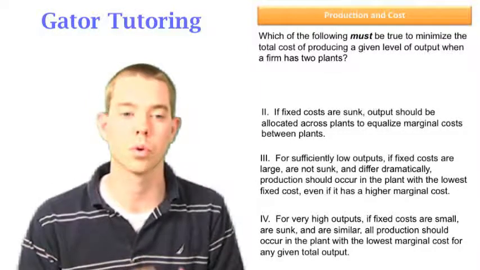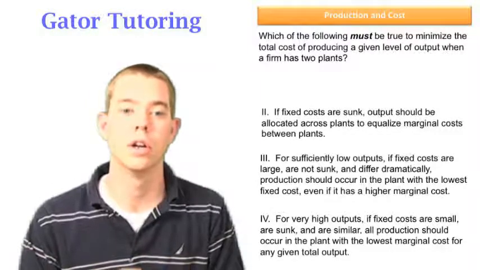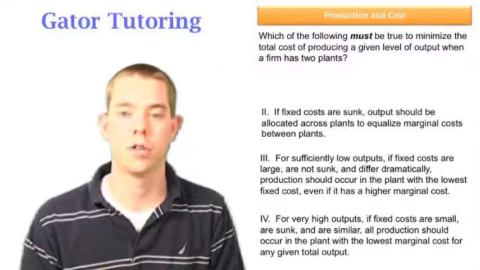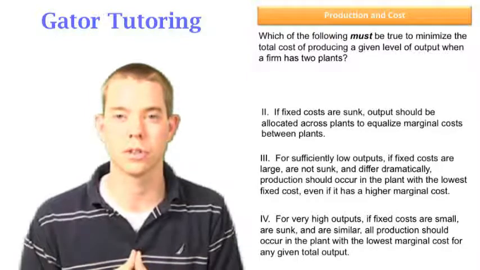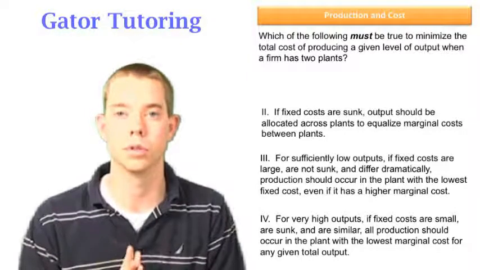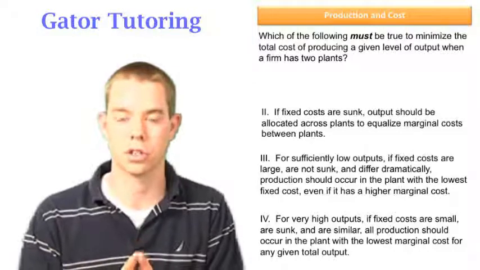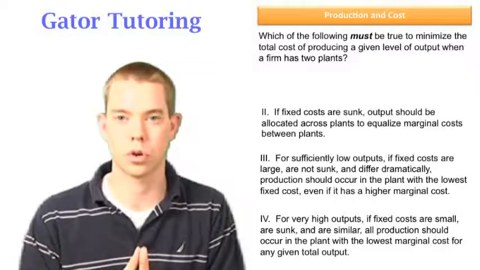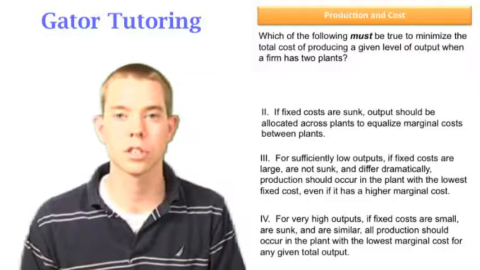So again, all those words are important. Sufficiently low, fixed costs differ dramatically and are extremely large. All those things matter. So you want to understand there's differences. If it said for sufficiently high outputs, it wouldn't be true, because then, for sufficiently high outputs, we can imagine scenarios where we'd want to equalize the marginal costs among plants. Well, let's look at option 4.